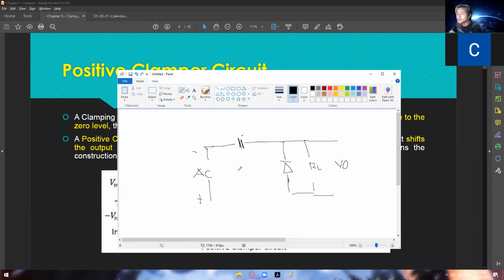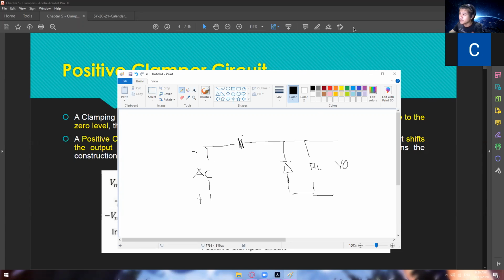All right, so again, how will we know where we'll start? Is it during the negative or is it during the positive? So always start at a point wherein our diode here will become a closed circuit, or our diode here will become a short circuit.